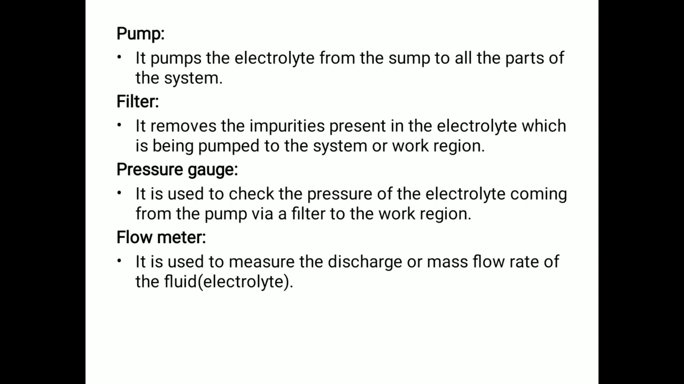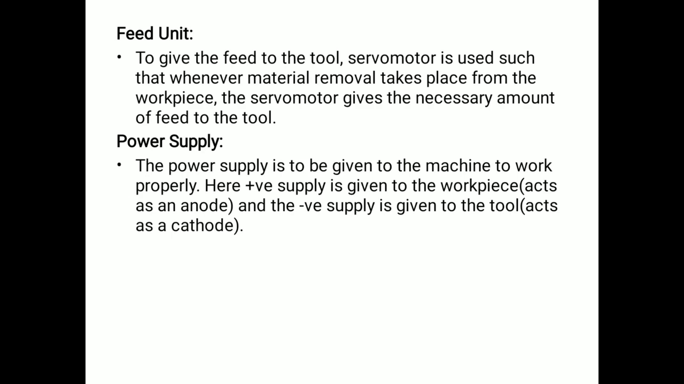Next one is flow meter. Flow meter is used to measure the discharge or mass flow rate of the fluid, which is the electrolyte. Next one is feed unit. To give the feed to the tool, a servo motor is used such that whenever material removal takes place from the workpiece, the servo motor gives the necessary amount of feed to the tool. Next is power supply. The power supply is to be given to the machine to work properly. Here, positive supply is given to the workpiece and negative supply is given to the tool.